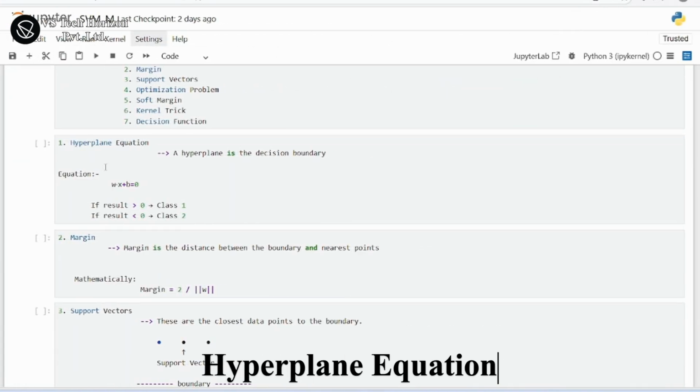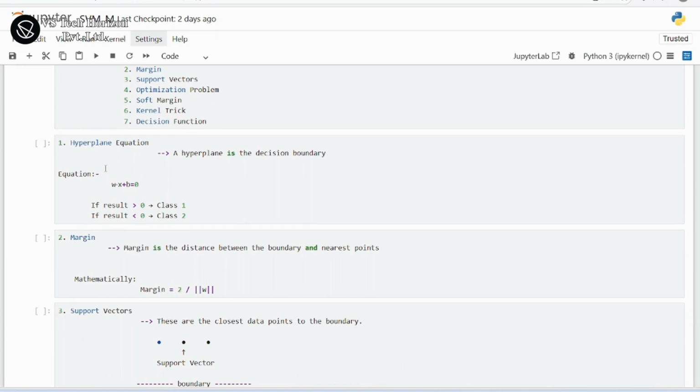A hyperplane equation is a decision boundary, and the equation is w dot x plus b equals 0. So here, if the result is greater than 0, then this is class 1, and if the result is less than 0, then this is class 2.